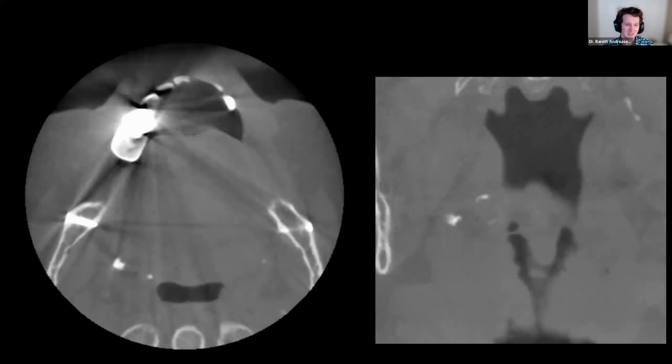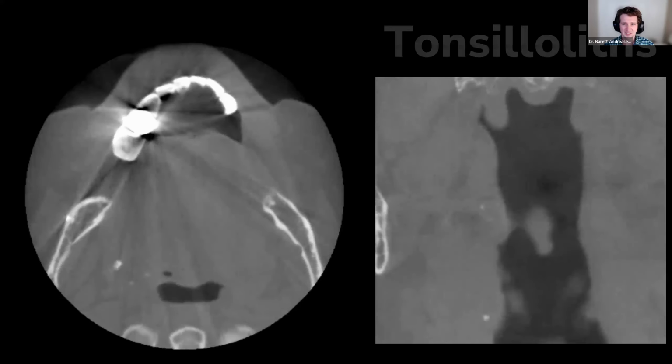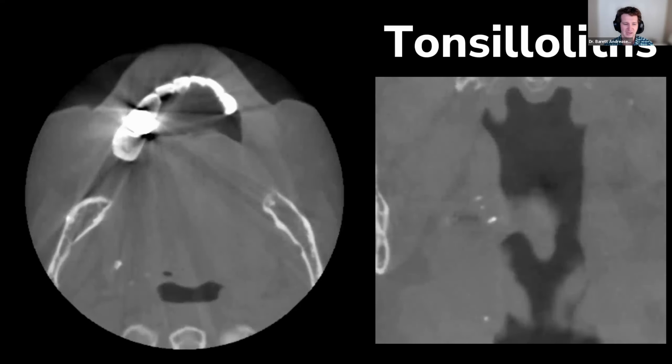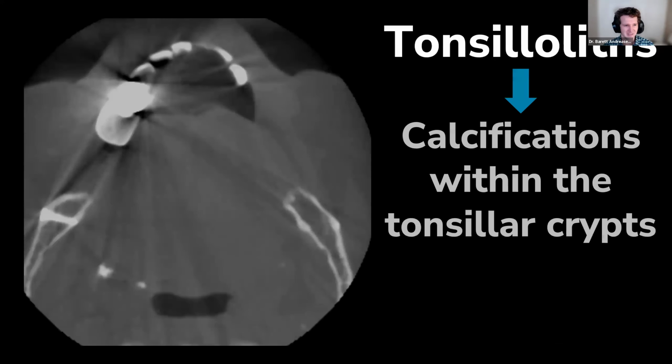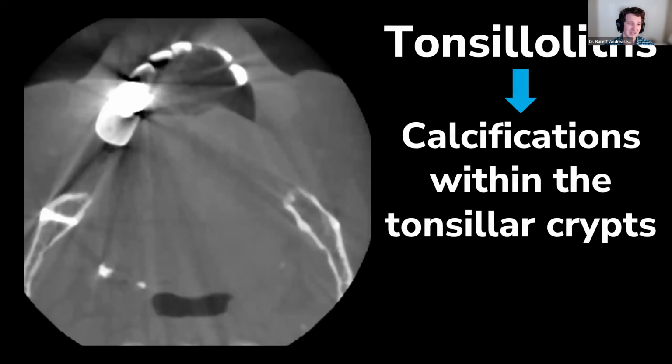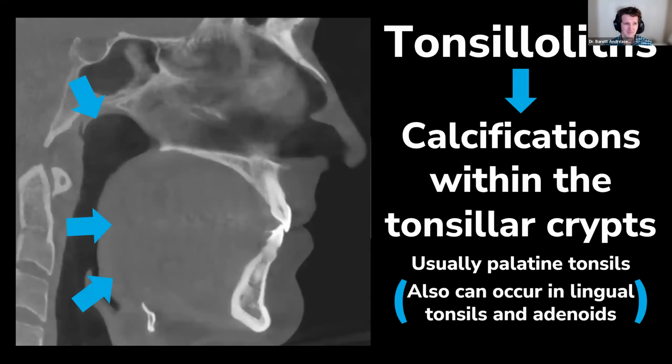These are going to be tonsilloliths. This is a very typical appearance for tonsilloliths, where you have these multiple radiopacities. It's not a surprise to see these. These are very, very common, something that you'll see very often on CBCT images. These are just benign calcifications that typically form within the palatine tonsils, but we do occasionally see them in the lingual tonsils and the adenoids as well.